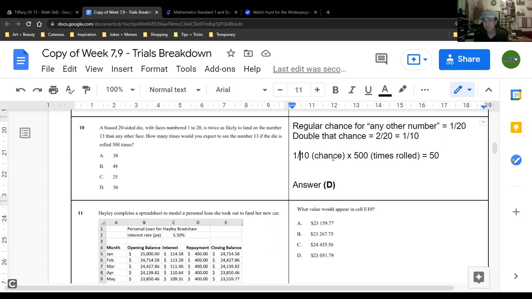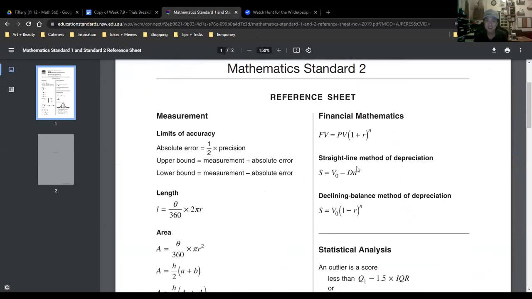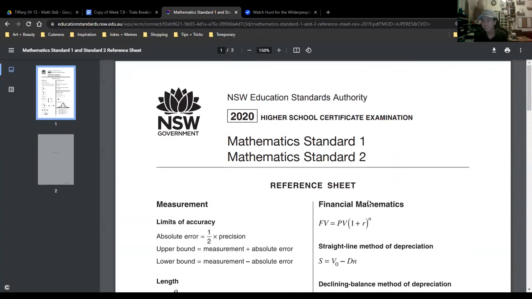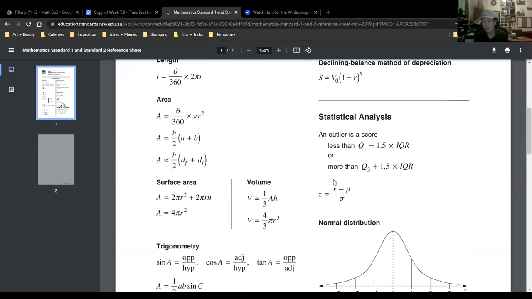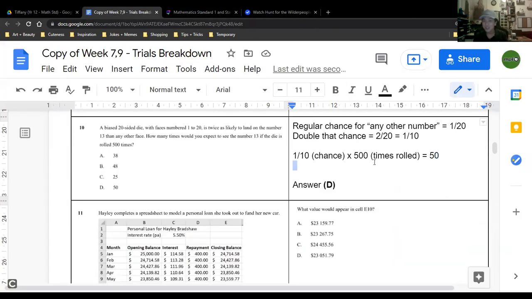Then you take your chance and multiply by your sample size and you get your expected outcomes. Again, that's a formula. Is that on a formula sheet? It's not. The standard formula sheet is so sparse, it's just one page. For those of you who've seen the advanced formula sheet, you know how little information this is by comparison. Anyway, work out the chance for any other number, double it to get 13, multiply it by the number of times it's being rolled, and that gets you the expected outcomes.